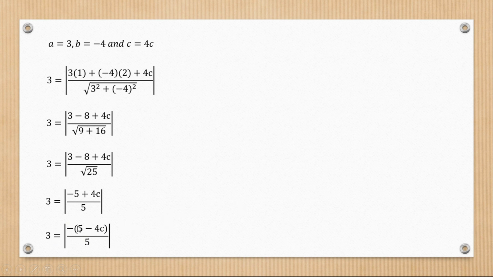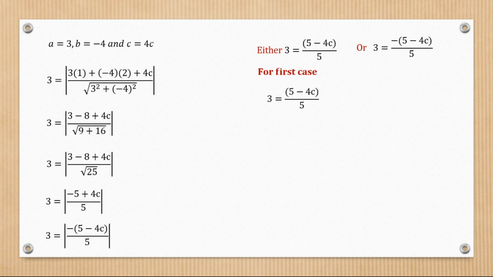it actually means that there are two ways of representing this equation. So since the negatives do not matter, it means that this equation can be represented as either 3 is equal to 5 minus 4c over 5, or negative into 5 minus 4c over 5. So both of these cases are true because they are all inside a modulus sign anyway. So for the first case, we'll have it this way as given here.